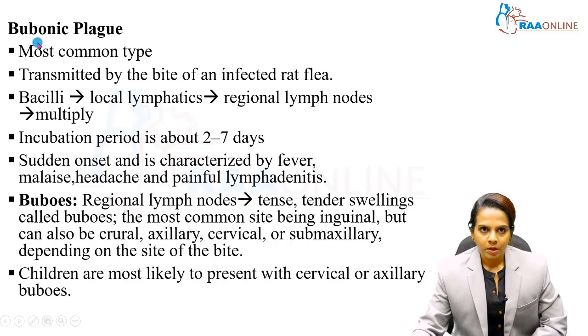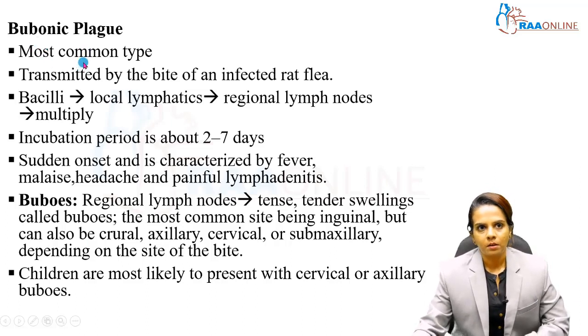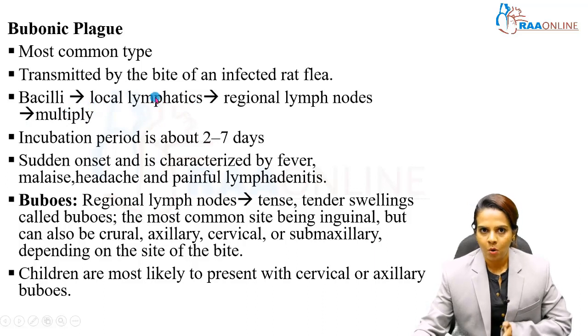So, coming to the bubonic plague. Bubonic plague is the most common type and it is transmitted by the bite of an infected rat flea. Here what happens, the plague bacilli pass through the local lymphatics to enter the regional lymph nodes where they multiply further. So, usually through the bite of an infected rat flea, the plague bacillus passes through the local lymphatics and finally reaches the regional lymph nodes where it multiplies. And the incubation period is about 2 to 7 days.